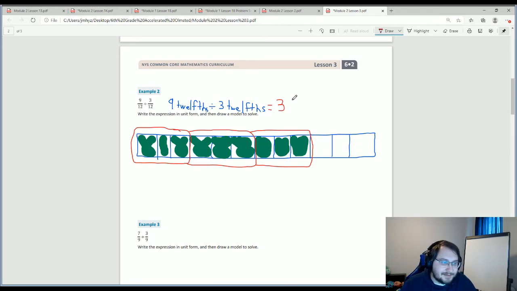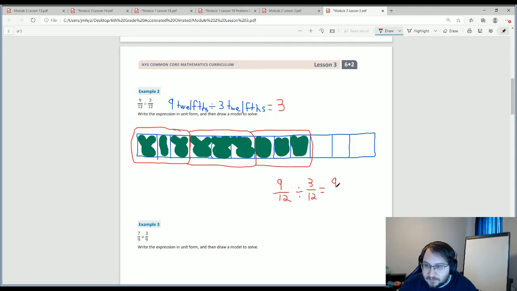So here's that little tiny tip again. There's another way that we can go about this, other than what we've done. And that's to go with flipping over our second fraction. So I have 9 twelfths divided by 3/12 is going to be equal to, well, let's flip this other one.